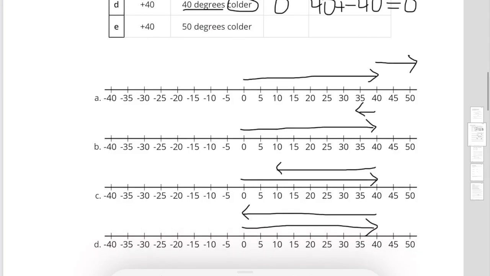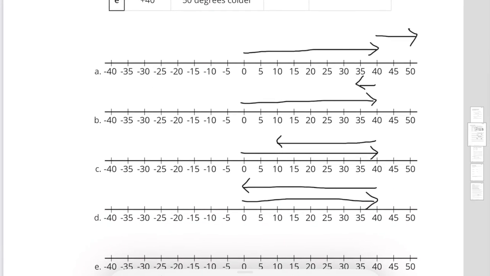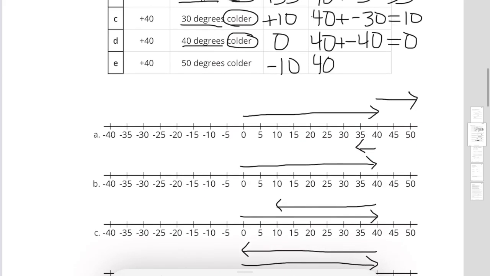Okay, E. Again, we're starting at positive 40. We have a change of 50 degrees, and colder tells me I'm moving to the left. So 10, 20, 30, 40, 50. So I finish at negative 10. My addition equation would be 40 plus negative 50 equals negative 10.